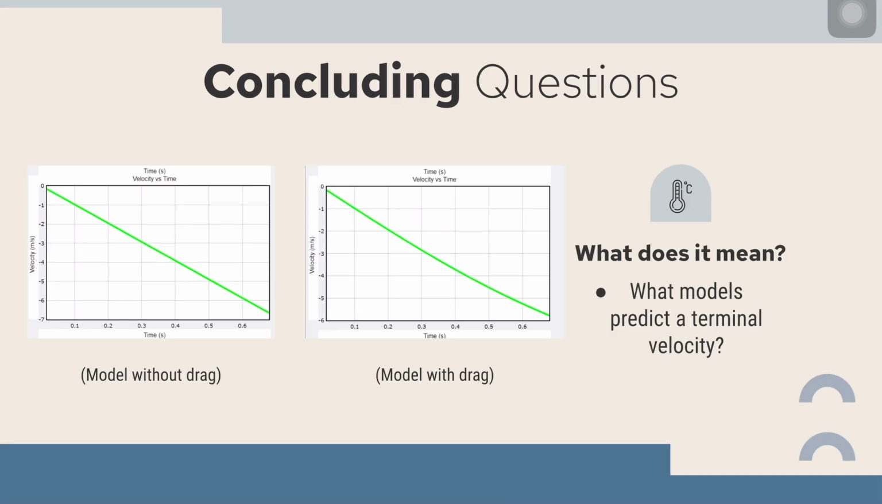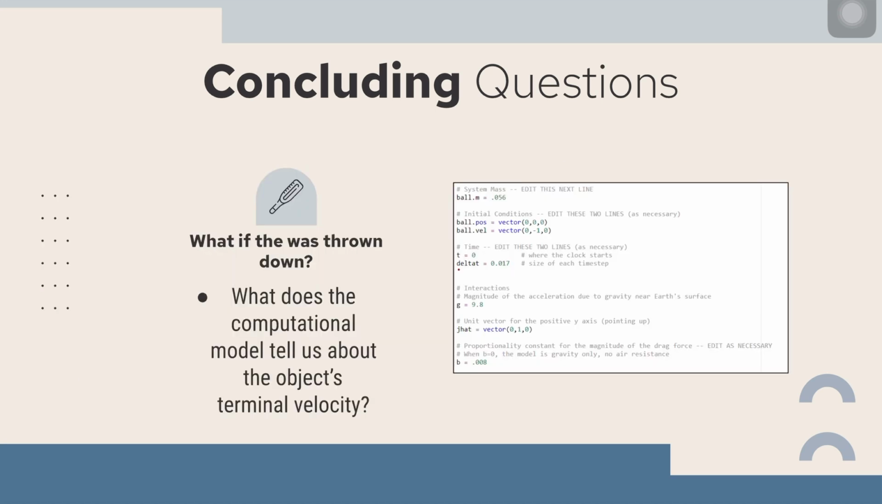Finally, we have our concluding questions. So what does this all mean? What models predicted terminal velocity? Well, the model without drag doesn't predict a terminal velocity, and only the model with drag does. As we see, the model with drag shows that the velocity is probably approaching around -5.78 meters per second. What if the ball was thrown down?